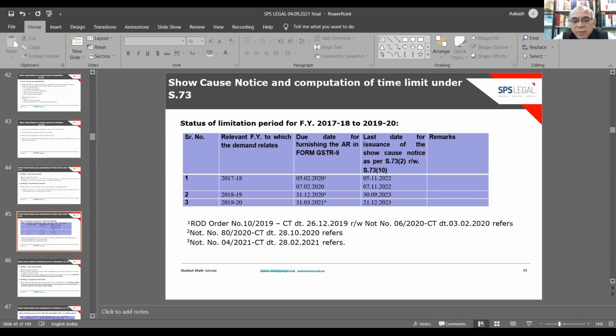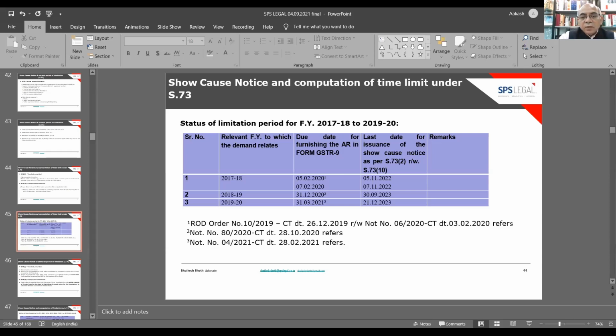In other words, any demand relating to 2017-18 can be raised by the proper officer before 5/11/2022. That is still more than 1 year available to him for raising the demand of 17-18. For 18-19, he has got time up to 30th September 2023. For raising the demand for 19-20, he has got a time limit up to 31/12/2023. Sorry, there is a typographical error earlier. And this is because the time limit is required to be computed from the due date of furnishing the return.